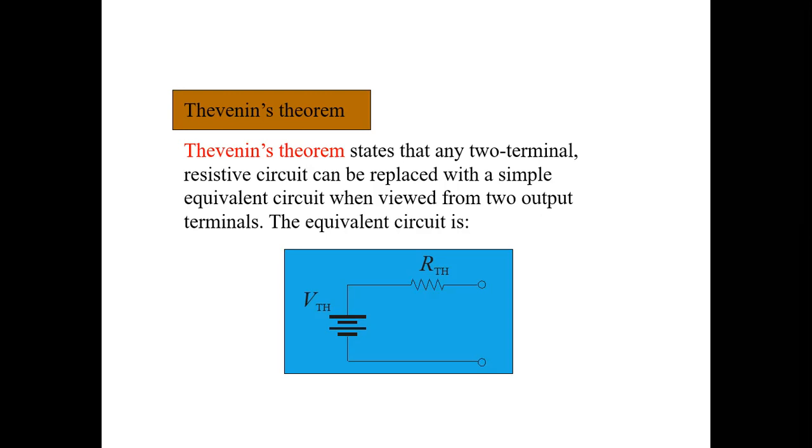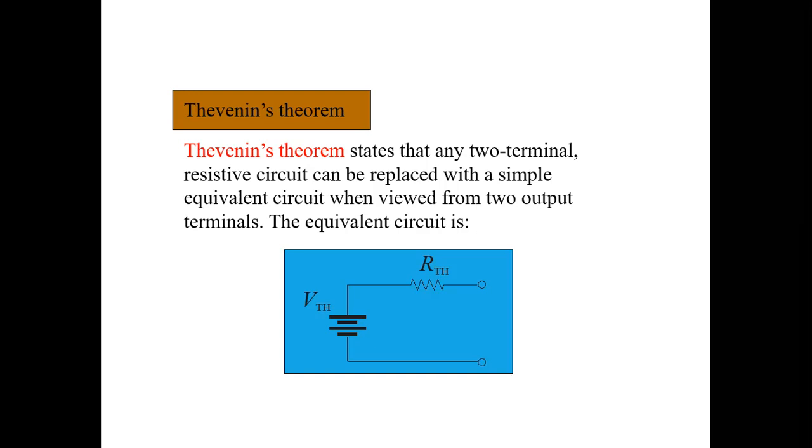is equal to the equivalent resistance measured between the terminals with all energy sources replaced by their internal resistances. RTH is the equivalent resistance obtained across the A and B terminals when the energy sources are replaced by their internal resistances. Generally, the voltage source is replaced by a short circuit and the current source is replaced by an open circuit.